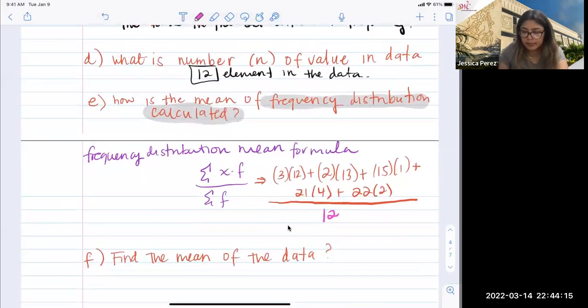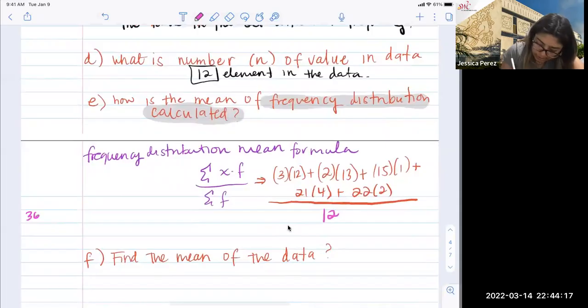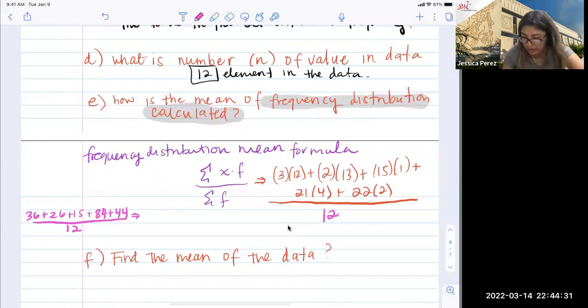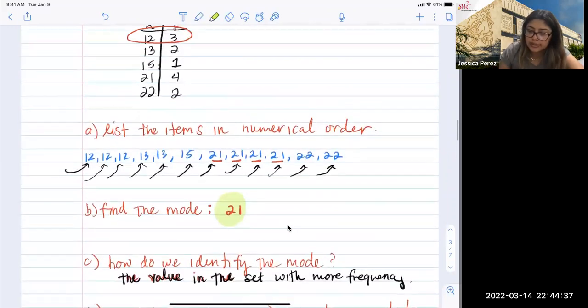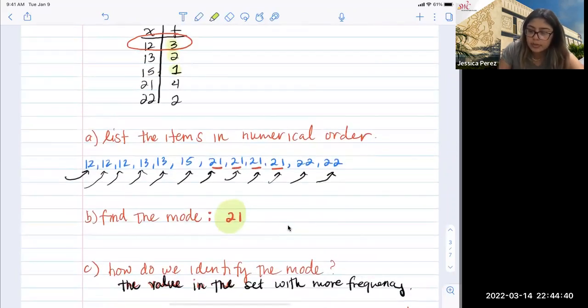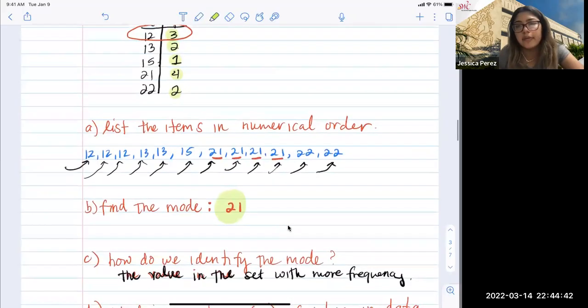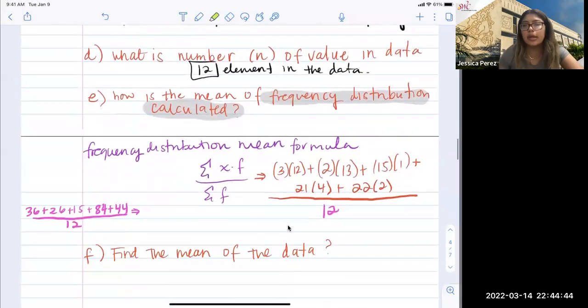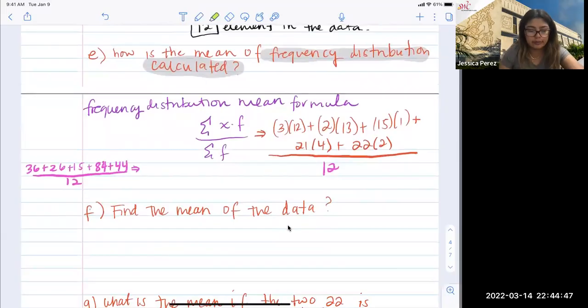So then if I calculate it, it's going to be 36 plus 26 plus 15 plus 84 plus 44 all over 12. So let's find what that number is. Punch that in your calculator. Again, 12 is the sum of the frequency. So all I did was add 3 plus 2 plus 1 plus 4 plus 2. That gave me 12. Okay. If you're still kind of confused where I got that 12 from, that's where.